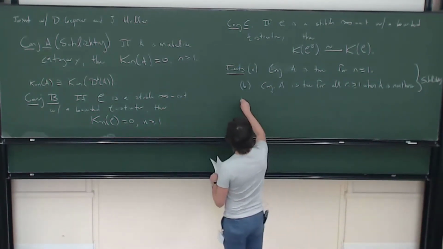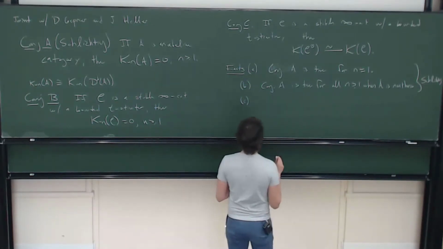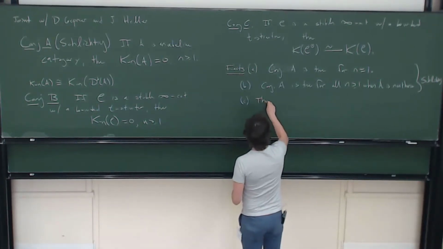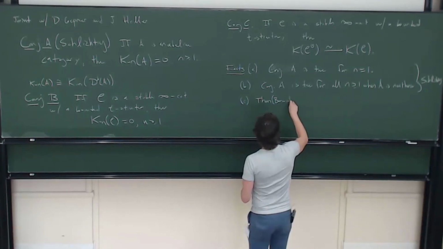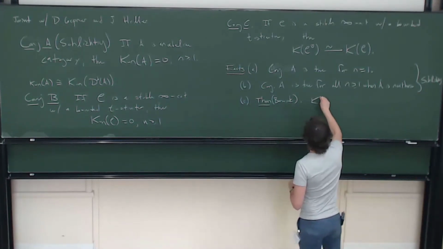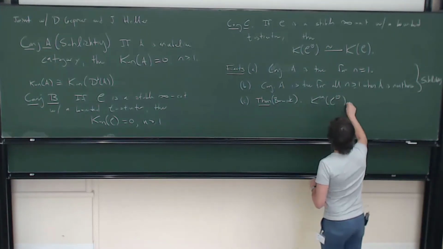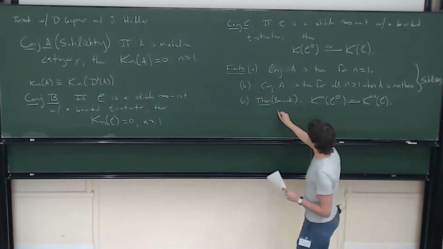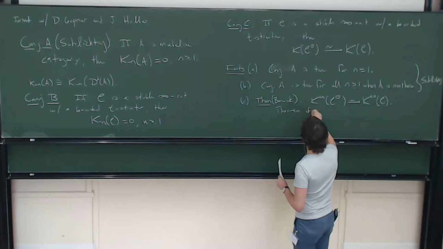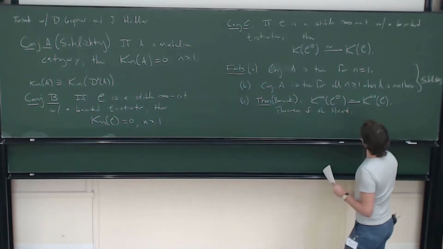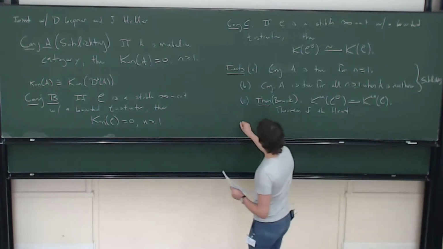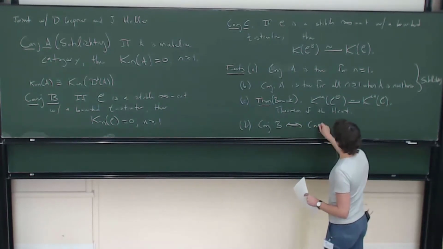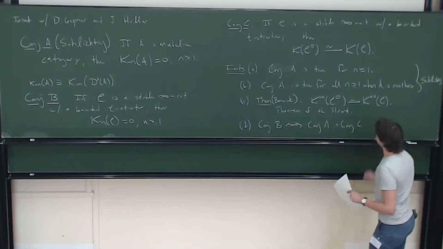So let's see. Part of our motivation for posing conjecture C is that for the connective part, this is a theorem of Barwick, which says that the connective K-theory of the heart of C is always equivalent to the connective K-theory of C. And this is the so-called theorem of the heart. And then finally, just let me put this implication: conjecture B holds if and only if conjectures A and C hold. Pretty easy to see.